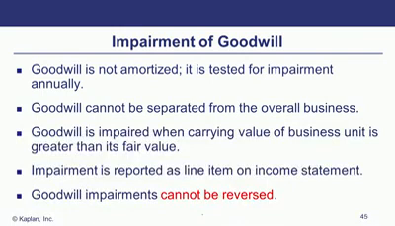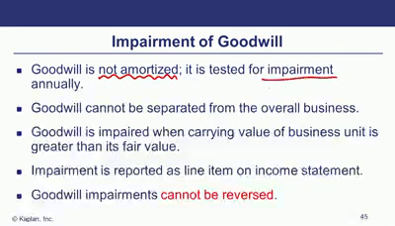Now, let's talk about impairment of goodwill. Goodwill is deemed to be an infinite, or potentially infinite, asset. It doesn't have a finite life. And in that situation, if we have an asset that has an infinite life, we're not forced to amortize. So we're not going to amortize goodwill, but it must be tested annually for impairments.